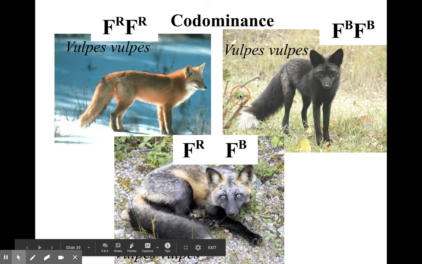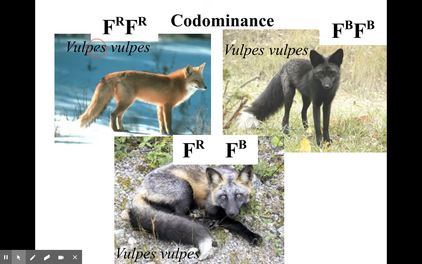And then codominance, this is a good example, foxes. So Vulpes is a species, and the common name would be red fox. But actually, when we see red foxes, we can find them to be completely black, same species, or we can see that they're red and black. And so this is a really good example of codominance within one species of fox.